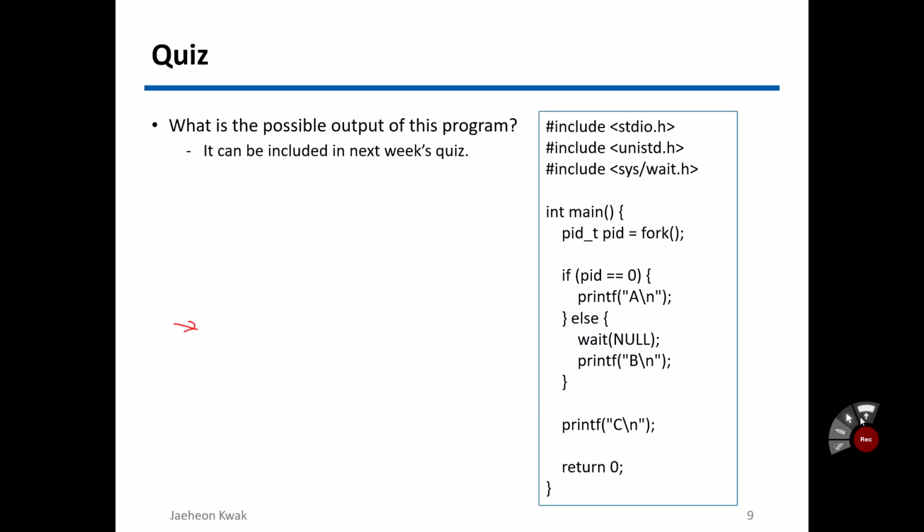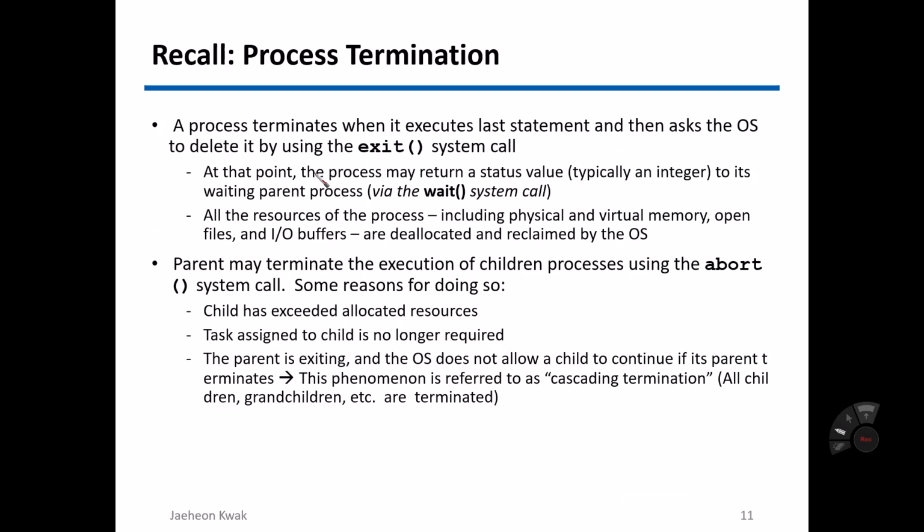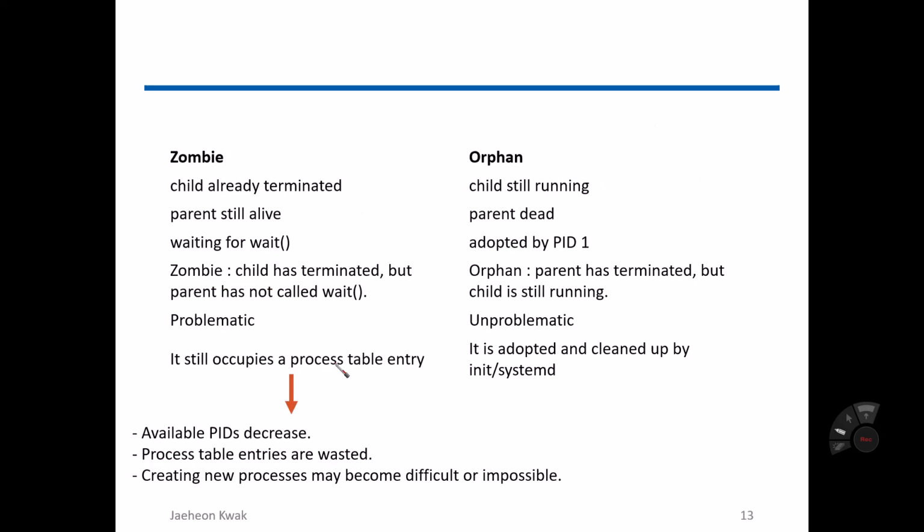As I described here, these kinds of problems will be included in the quiz and the final exams. Okay. So from the last class, we ended the class by explaining process termination, and I told you that we were going to see some example C codes of the zombie process and orphan process.